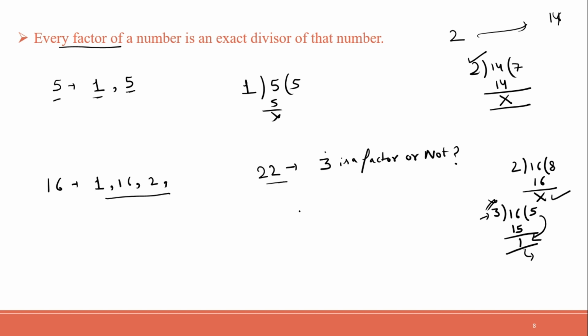I hope you have done this. Now, how will we check? We will just try to divide this 22 with 3. So this is 22. I am dividing it by 3. So 3 into 7 is 21. And we are left with remainder 1. That means we are having a remainder. So this 3 is not a factor of 22, because we are having remainder 1. I hope I made this clear to you.